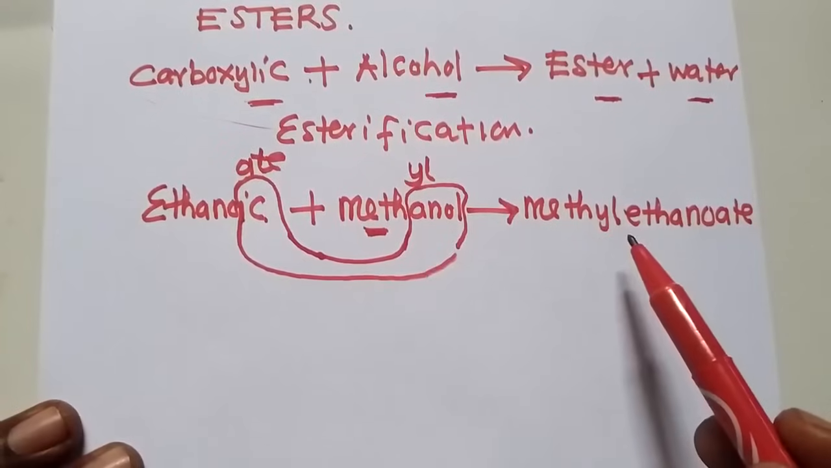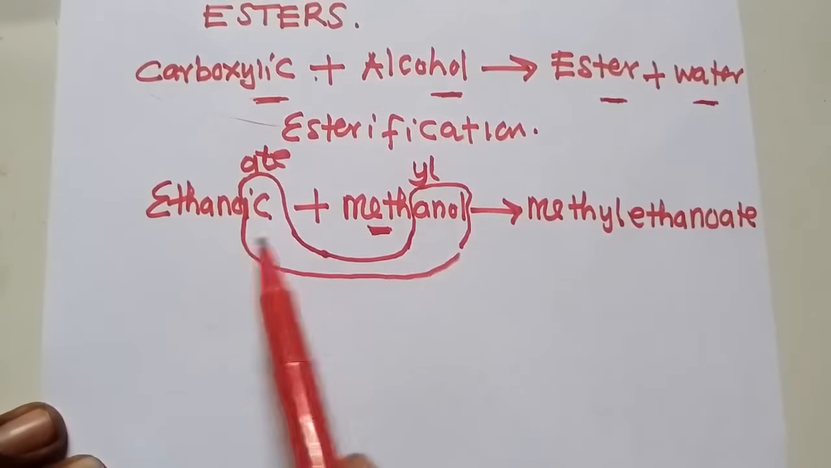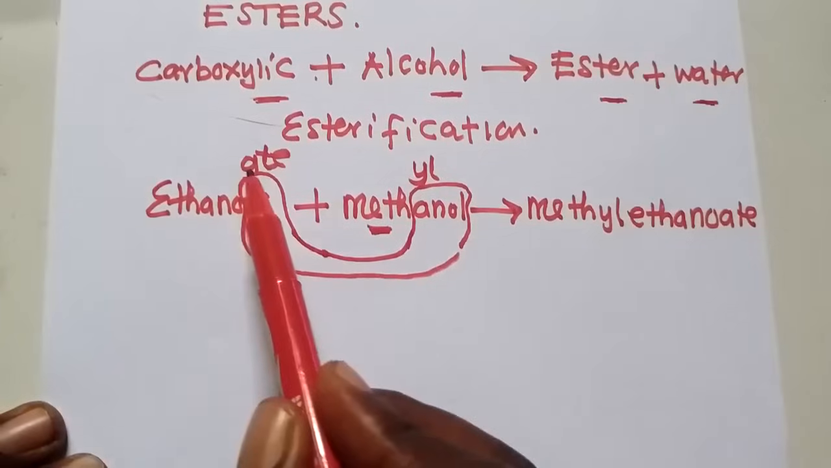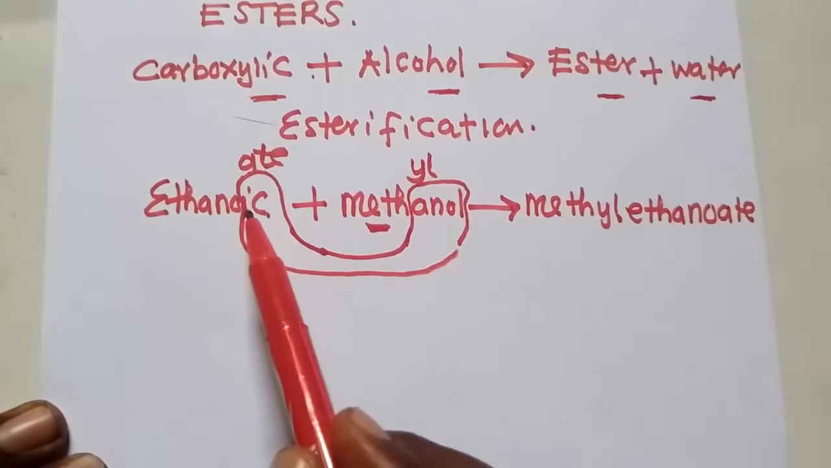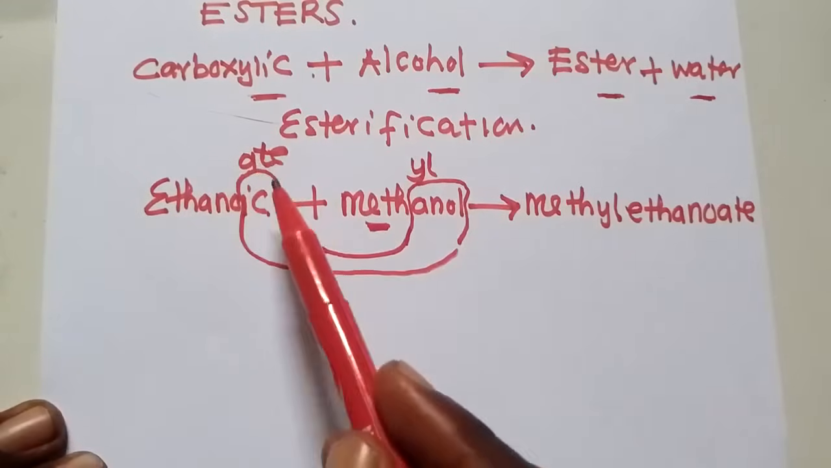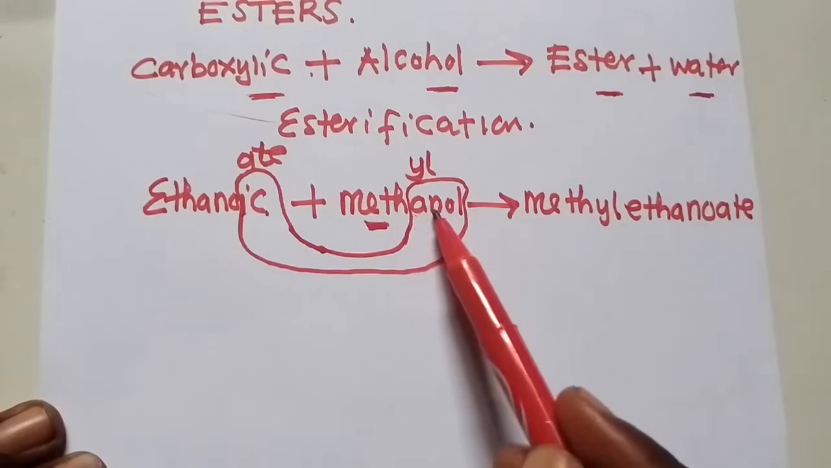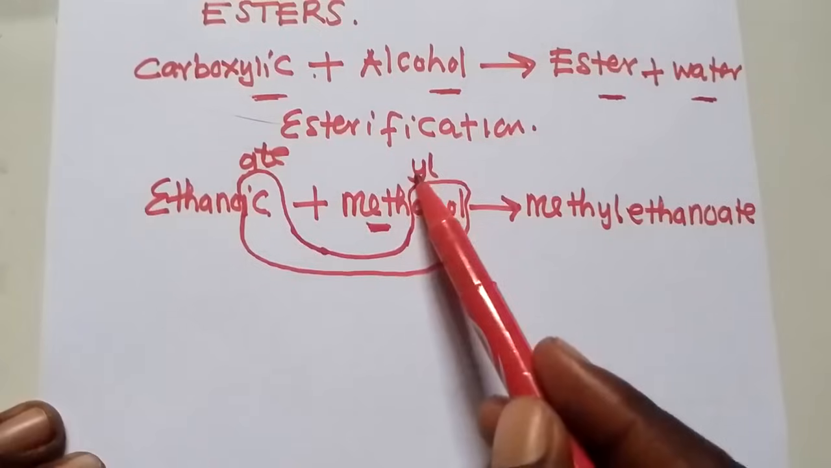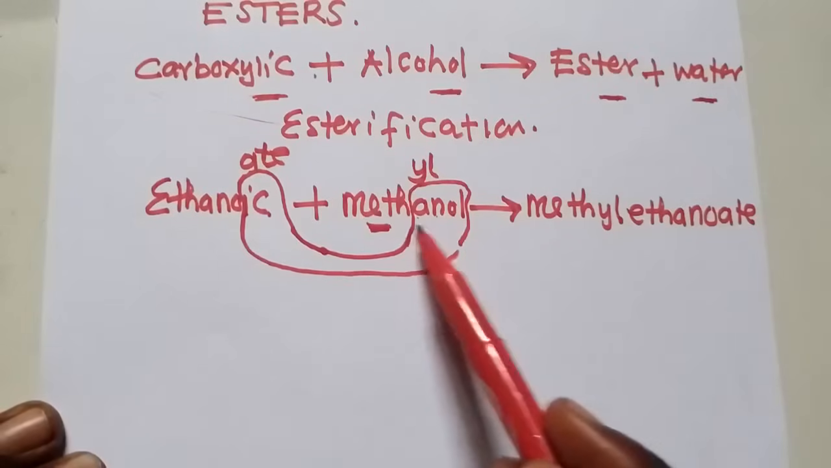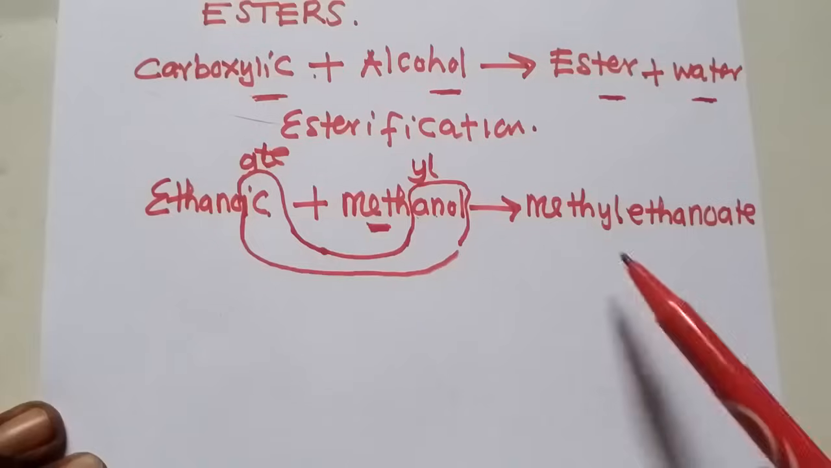Hope you've understood this. So what I've said is that here on the carboxylic acid, this is ethanoic acid. So you remove IC, you put ATE. IC removed, you put ATE. It becomes ethanoate. Then for this one, you remove ANOL, you put YL, so that it becomes methyl. Then you start with this same one, where you're going to say, this is methyl ethanoate. This is the name of the ester that is produced.